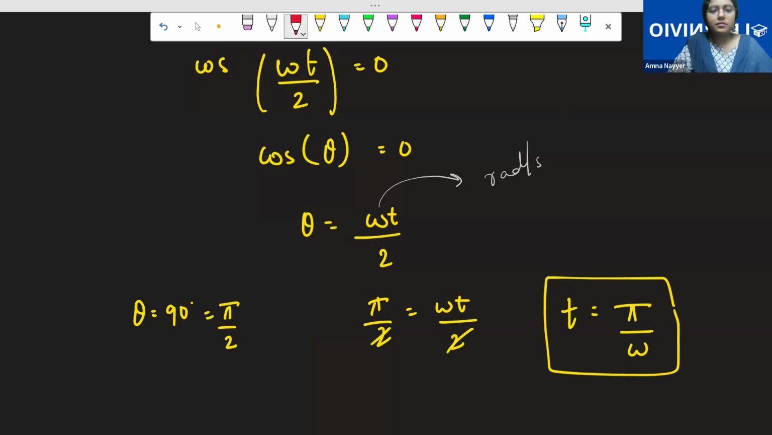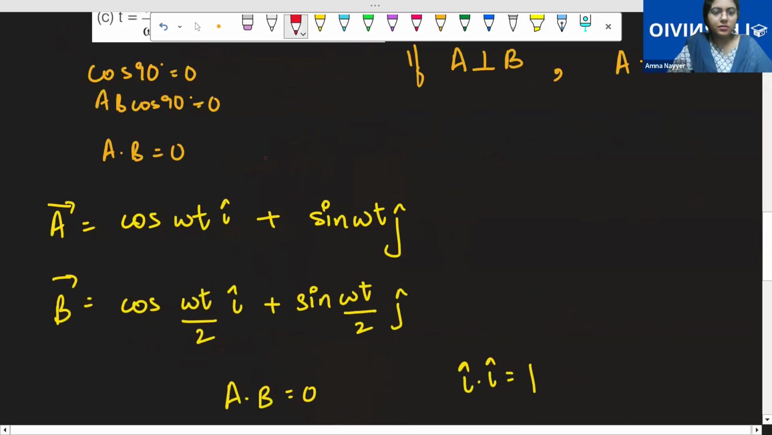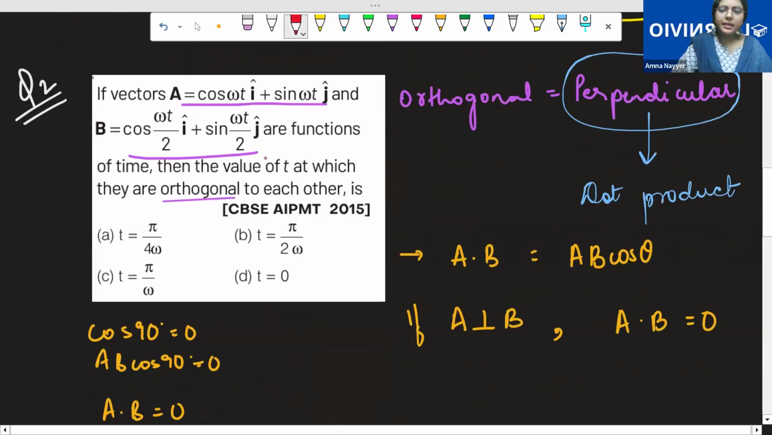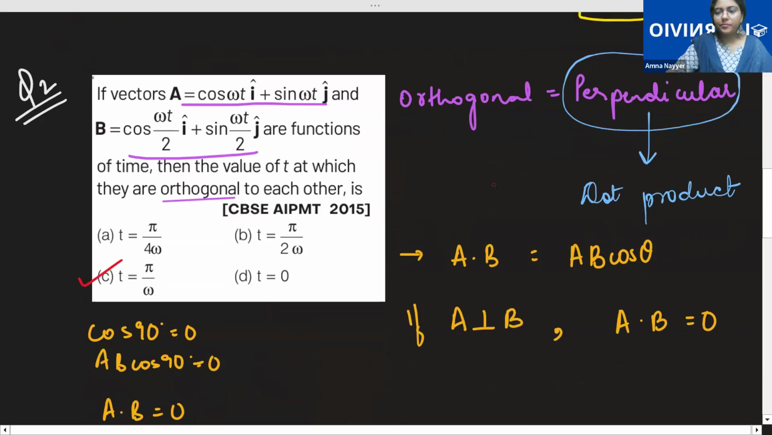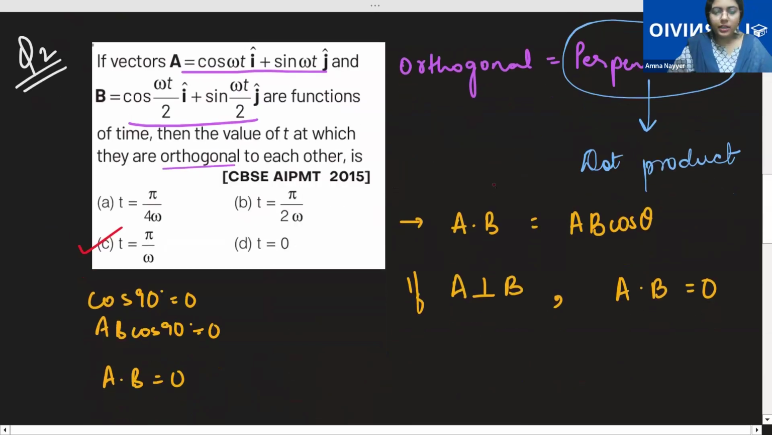Okay, let's see the options. Option C, right? Yeah. Okay, write this now.